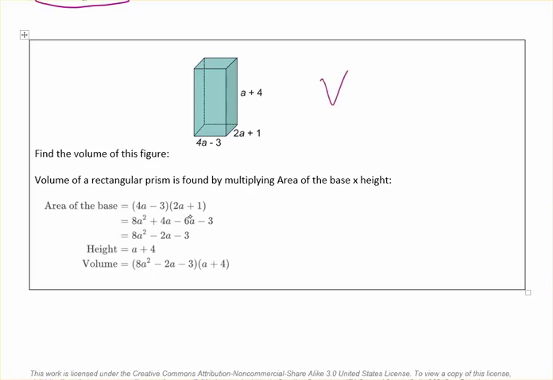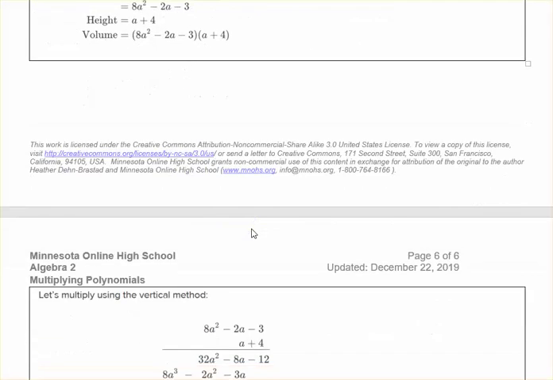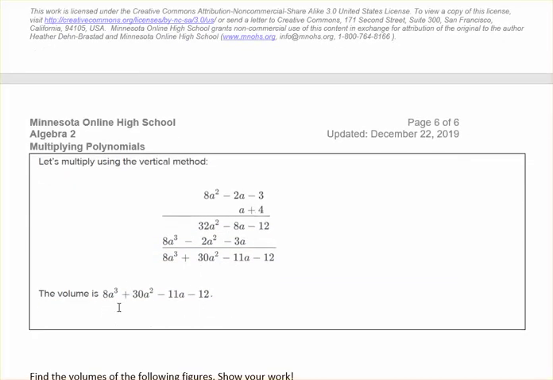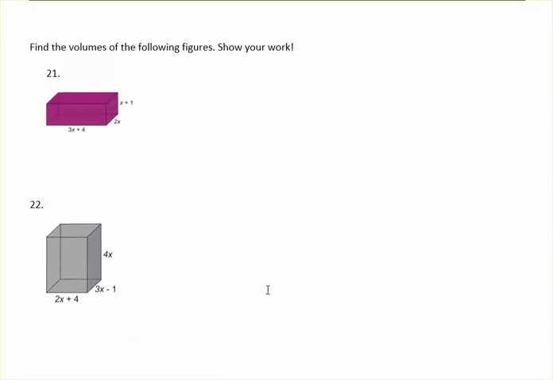Volume is found by multiplying, usually we say either length times width times height for a rectangular prism, a box like we have, or in geometry, if you remember, we often talked about this as being the area of the base. Big B means area of the base times the height. So we need to find the area of the base by multiplying length times width. And then we need to multiply that answer by the height. And this is what they're doing in that example. And when you get done, you will just get an expression again. You're not going to get a nice number here. So you're going to do that for 21 and 22.